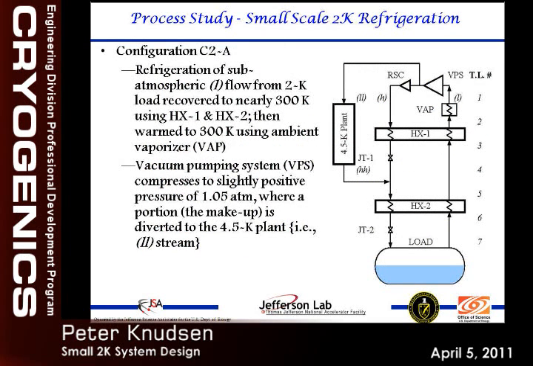So this is the first configuration that we looked at, and you've seen this one at the beginning. Again, this is the load. This is the vapor coming through the heat exchangers, warmed up to 300K by the time it reaches the suction of the vacuum pump, pressurized up to 1 atmosphere, then pressurized up to some higher pressure, which will vary, this pressure right here, and then it's counterflowed back down this way.